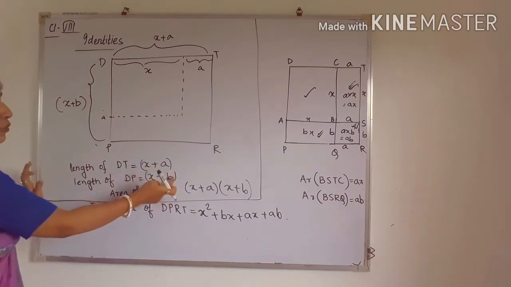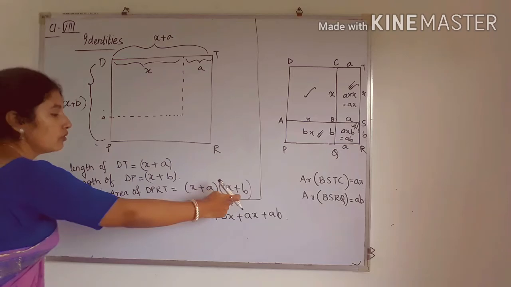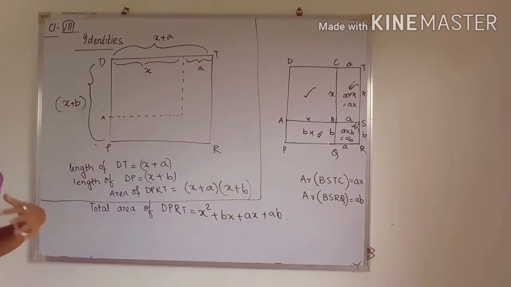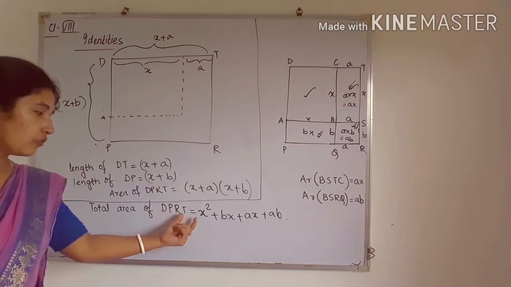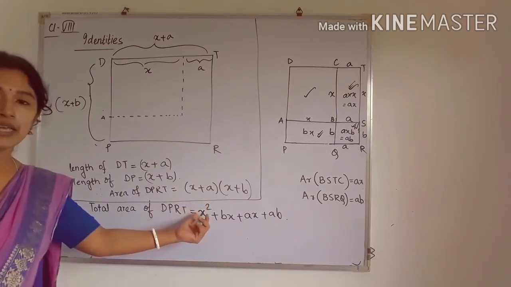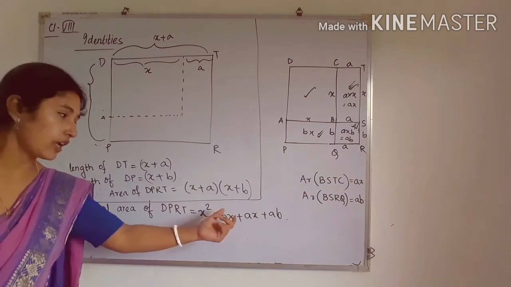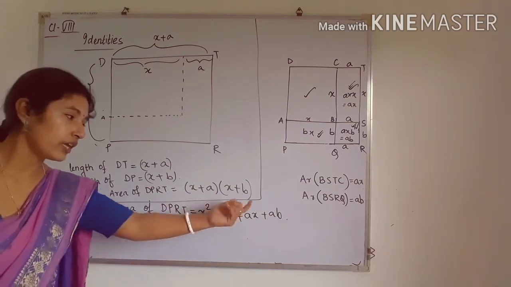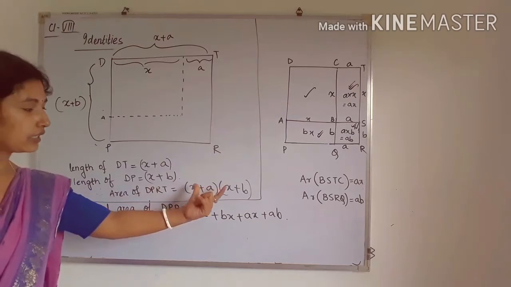Yes, you have to multiply both the adjacent sides, so X plus A into X plus B. But see, previously what we got? We got the total area of DPRT. We found the area part wise by finding the area of each rectangle, we added all the areas of the rectangles, and finally we got this. And here we are getting this.